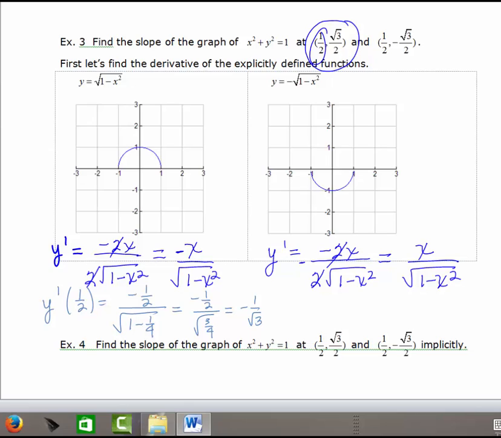My second ordered pair, since the y value is negative, I know that this point is on the bottom half of the semicircle, so I will be using the derivative of y equals negative the square root of 1 minus x squared. And when I plug that in, the equation is exactly the same except for the minus sign. So I know that y prime of 1/2 in this case is going to be positive 1 over the square root of 3.